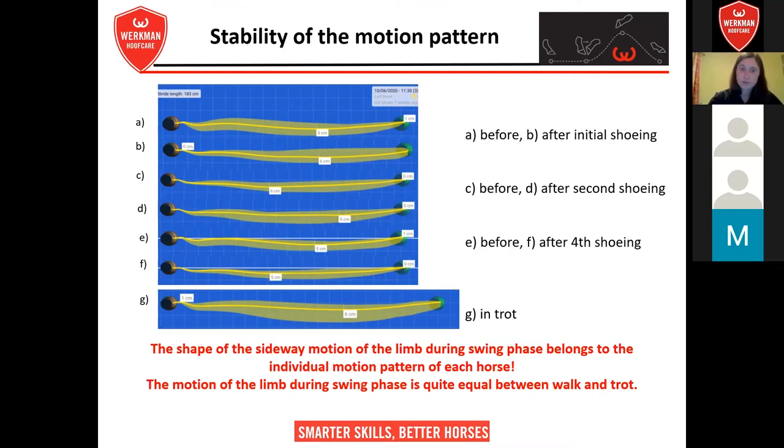So also the sideway motion of the limb during swing phase belongs to the individual motion pattern of each horse. And it can be, doesn't have to be, but it can be very equal in trot, but sometimes you see differences. This, in my opinion, also depends on the conformation of the horse and the weight of the hoofs.